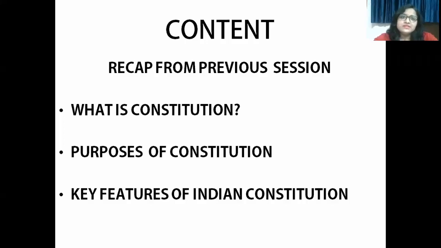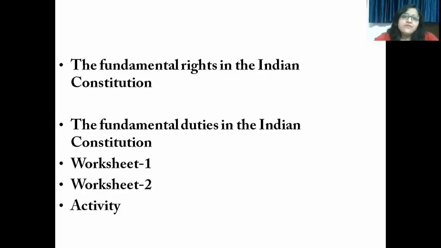We will study the chapter under the following headings. What is Constitution? Purpose of Constitution. Key features of Indian Constitution. Fundamental rights and fundamental duties of Indian Constitution, followed by the worksheet 1, worksheet 2, along with the activity.